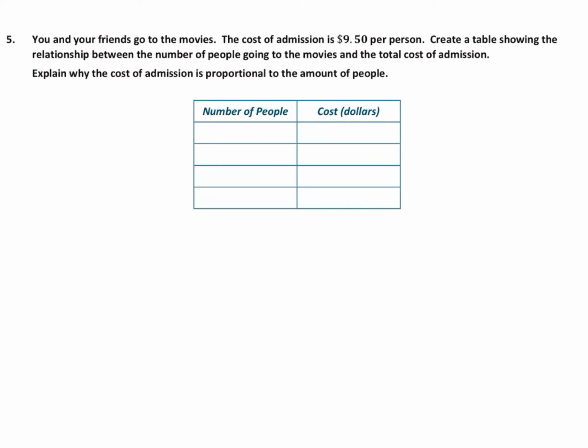You and your friend go to the movies. The cost of admission is $9.50 per person. Create a table showing the relationship between the number of people going to the movies and the total cost. So we're going to create a table. If we have to pay for one person, it's going to cost us $9.50. If we pay for 2 people, we have to spend another $9.50.